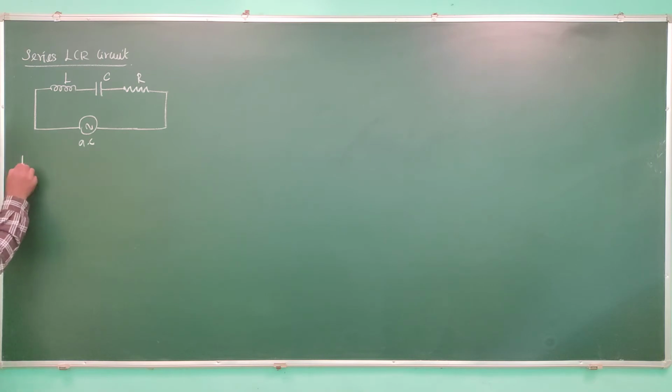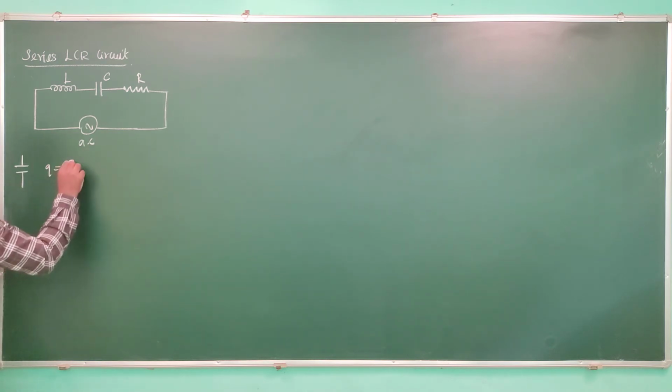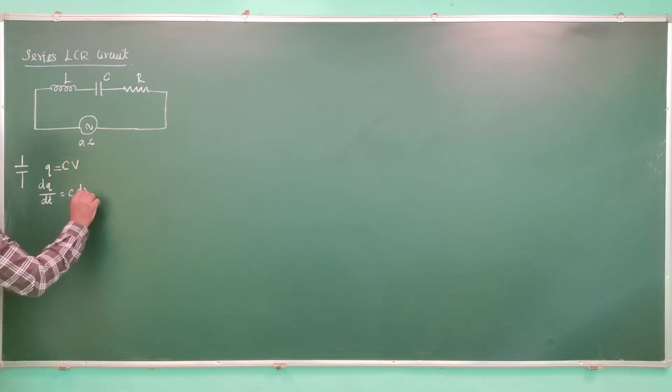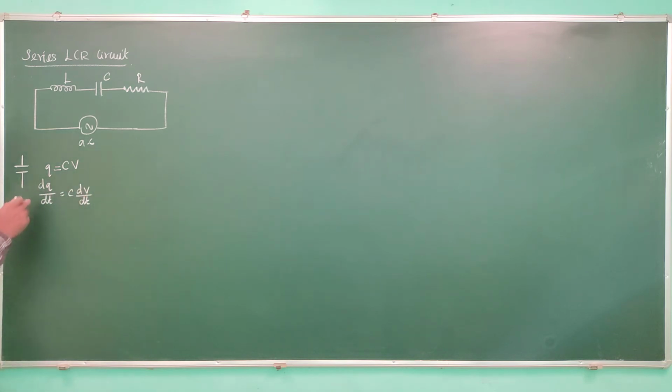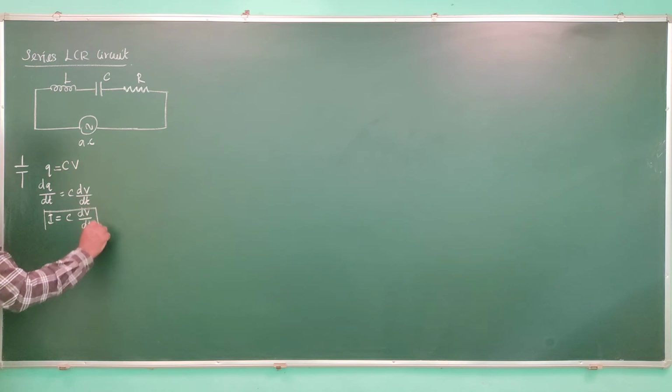So for a capacitor, you can write the relation: the charge is equal to the product of the capacitance and the potential difference between the capacitive plates. If you differentiate with respect to t, you will get dq by dt, which is equal to C into dV by dt. The rate of change of charge is nothing but current, so I is equal to C into dV by dt.